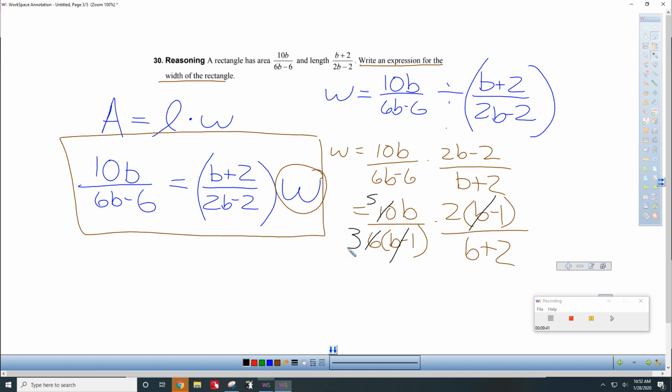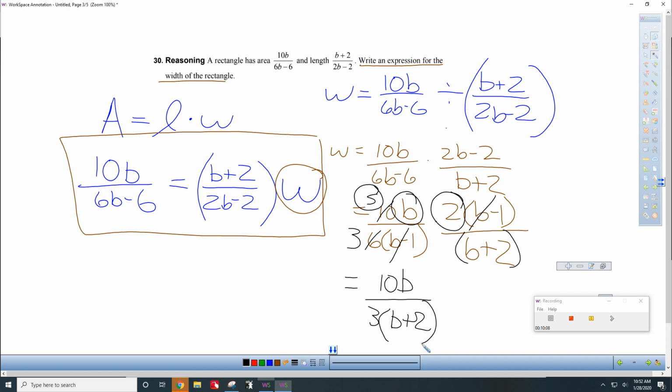Okay? So on top, I have 5 times 2 times b. So that's 10b. And on the bottom, you have 3. Yep, that times that times that. Good question. On the bottom we have 3 times b plus 2.